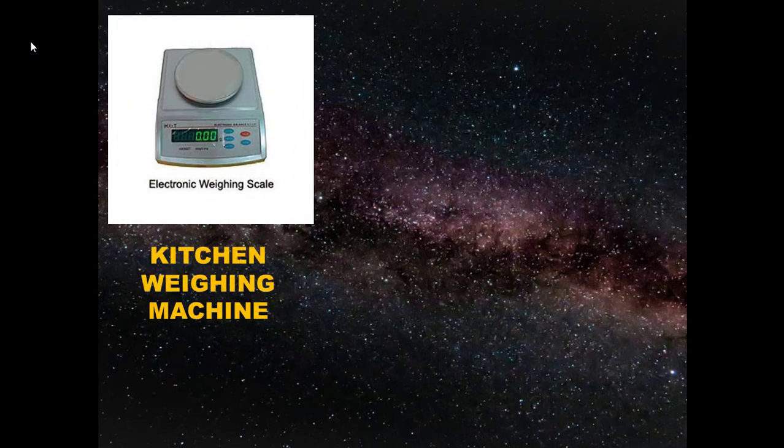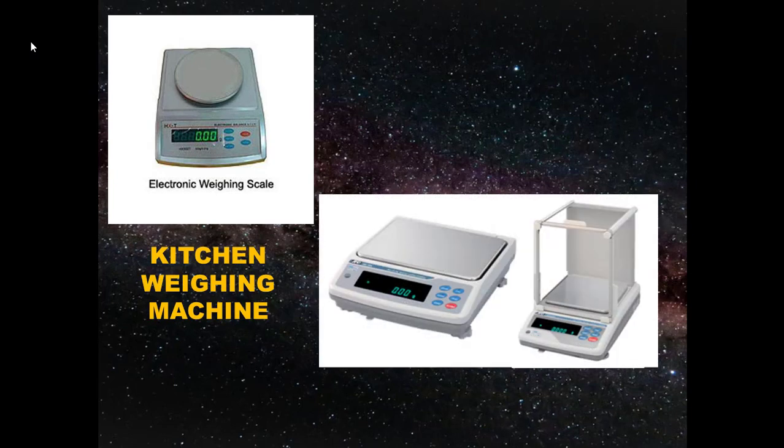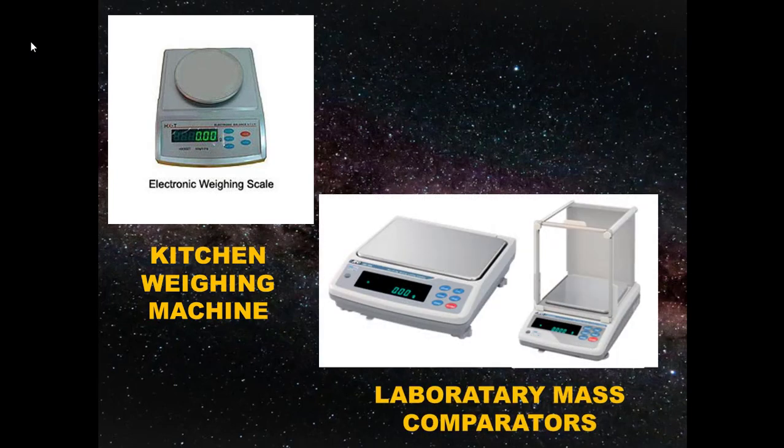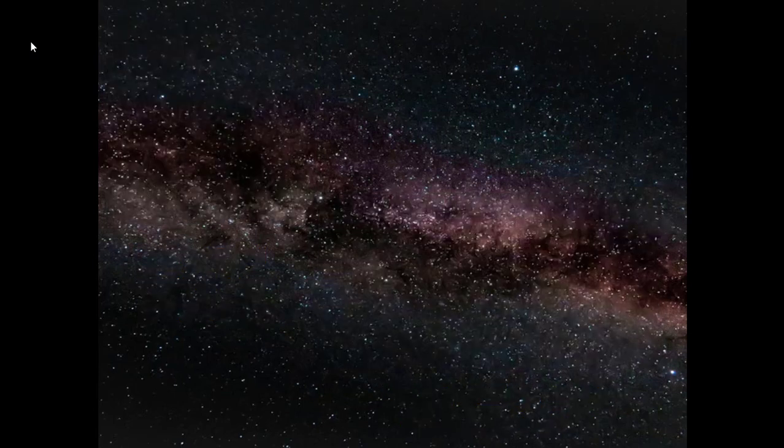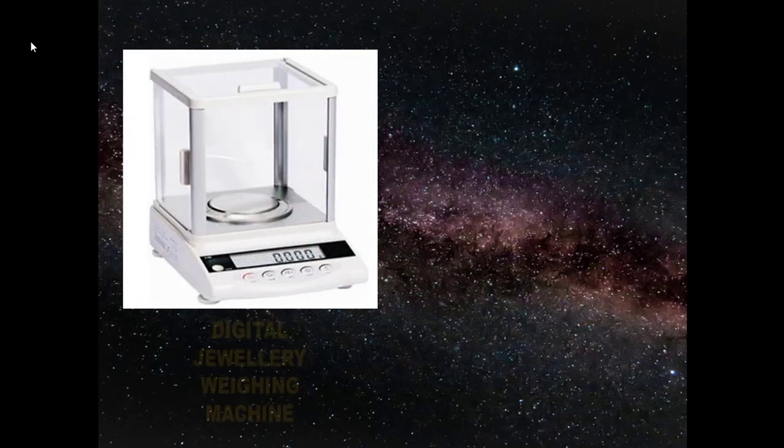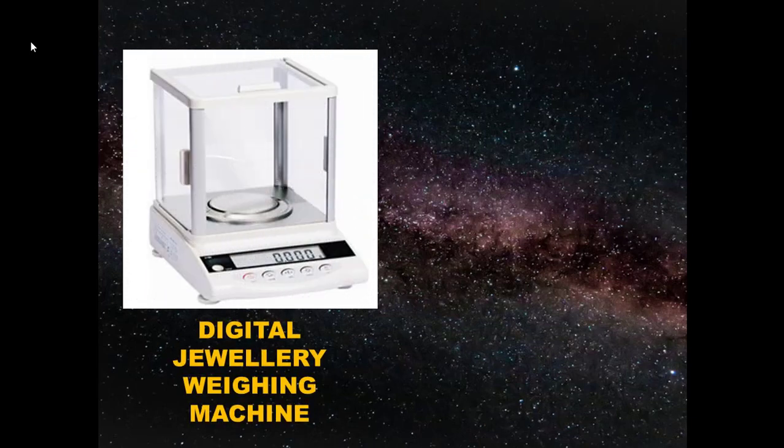Next is the laboratory mass comparator. A mass comparator or comparator balance is a balance with the best possible resolution and repeatability, allowing determination of even the smallest difference in mass. These mass comparators are designed for use in national standard laboratories and in calibration, verification and legal metrology laboratories. Next we have the digital jewelry weighing machine, used to measure precious metals like gold, silver, and diamond.